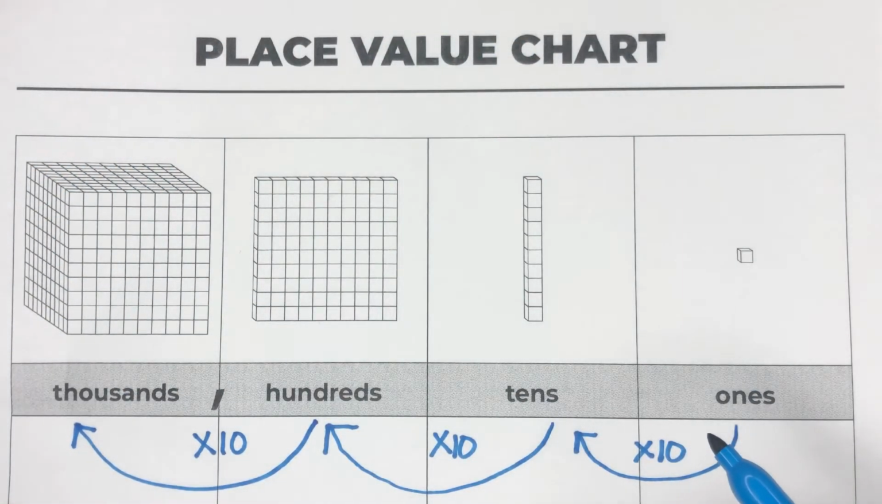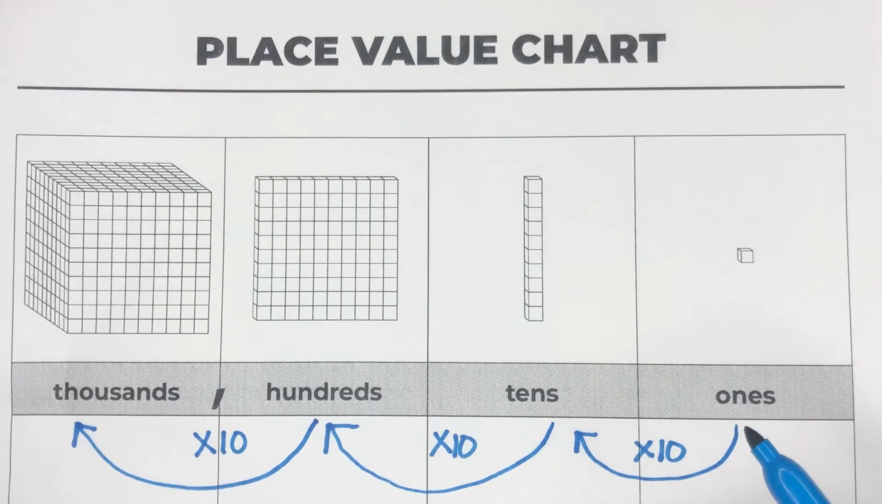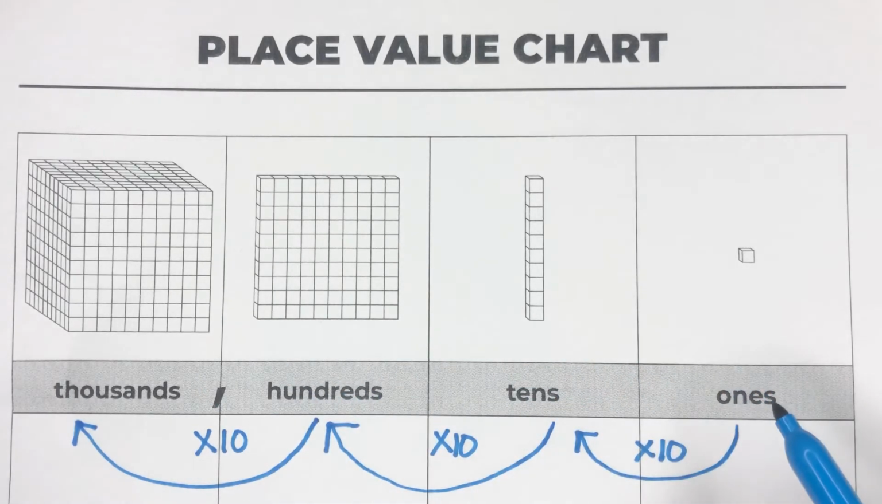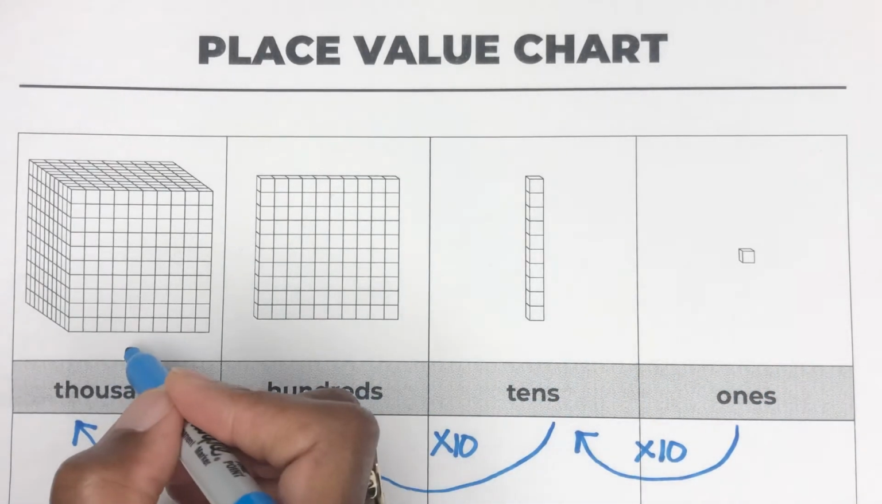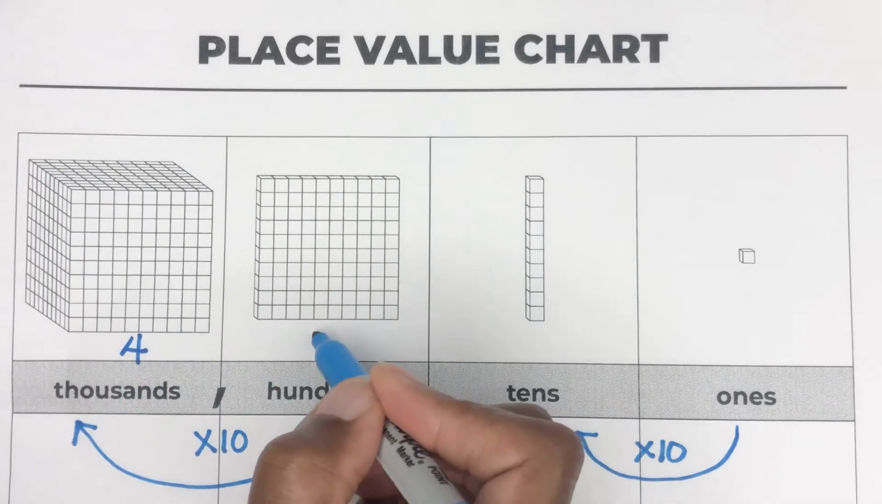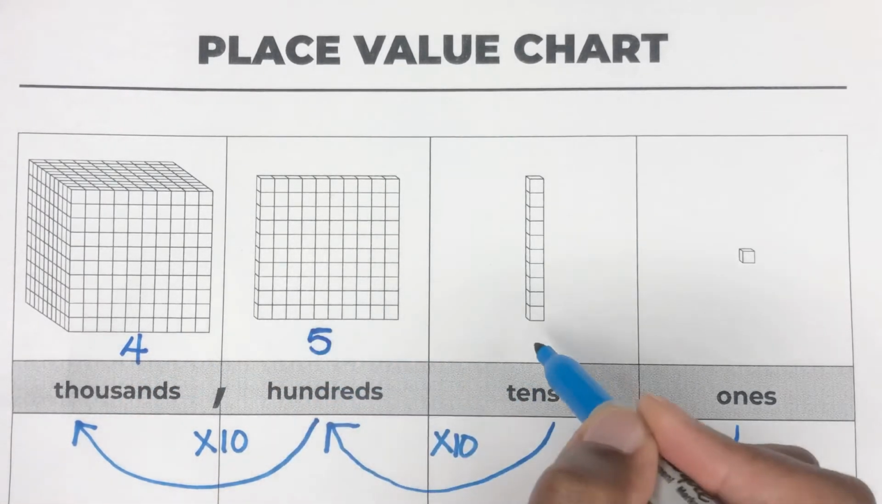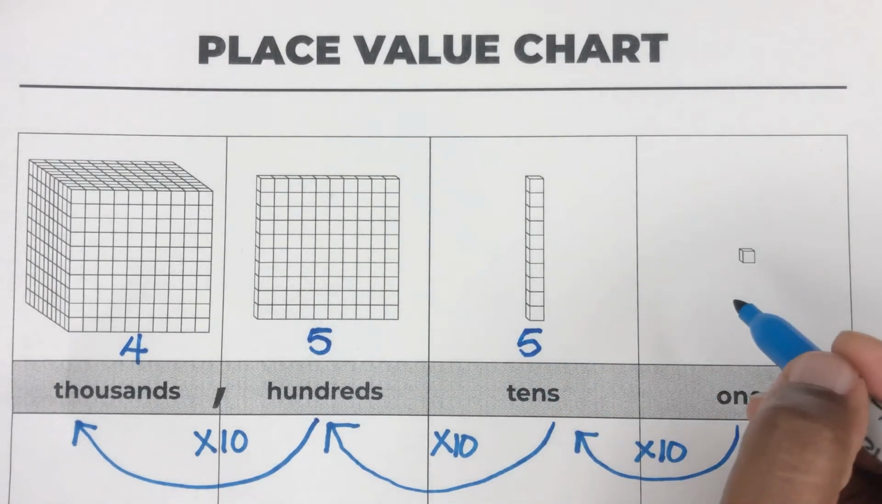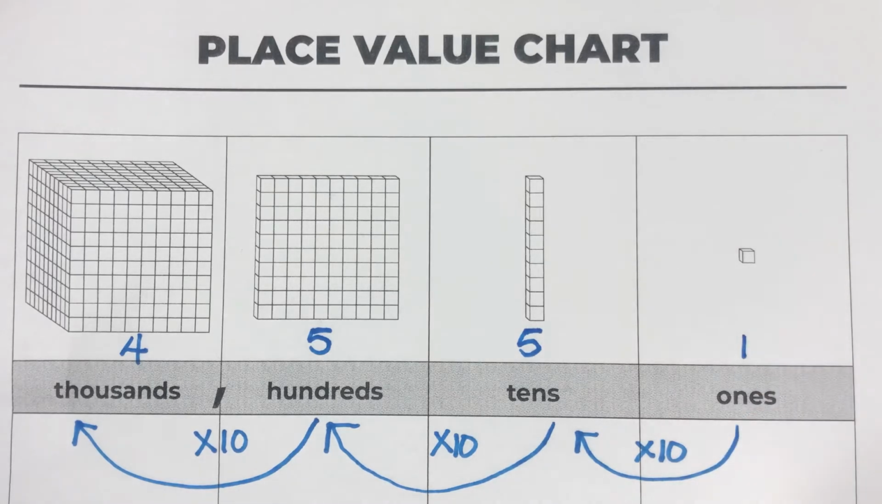So this is a great way to help the students visualize what place values are, right? So they multiply by 10. If you had a number, it will be easier for them to represent that number with these base 10 blocks. So you can say, for example, if I put a 4 here, 5 here, another 5 here, and a 1 here, right?